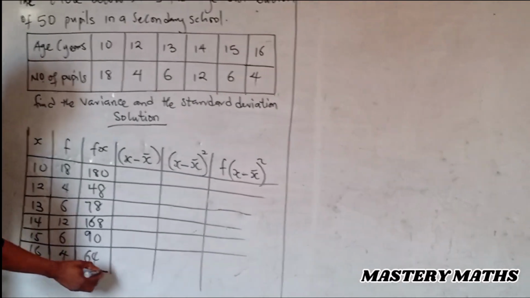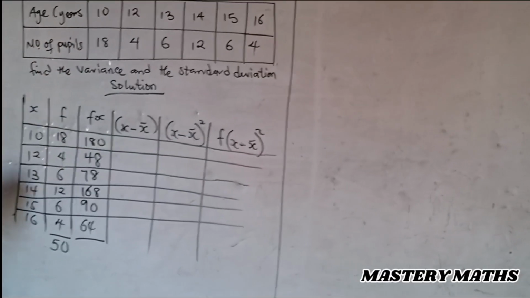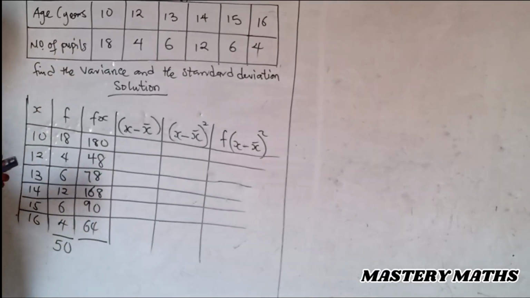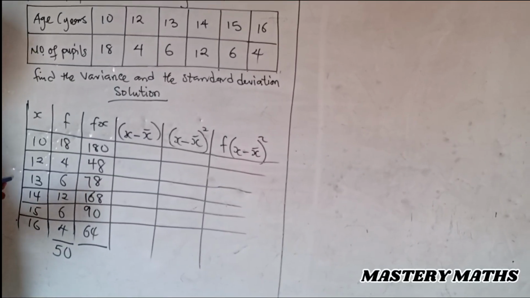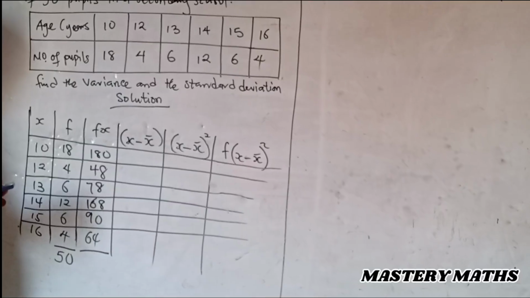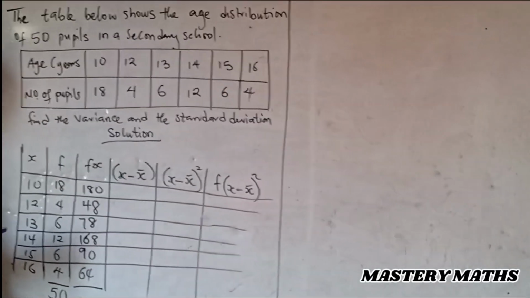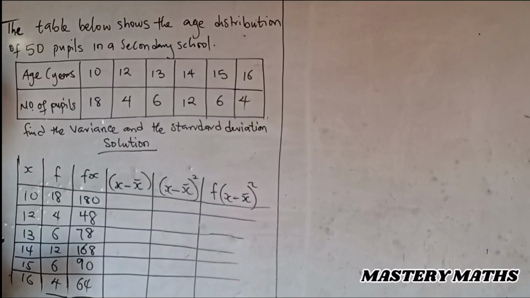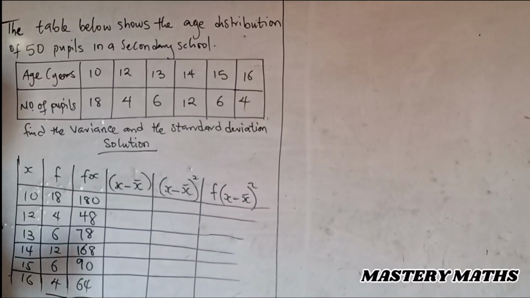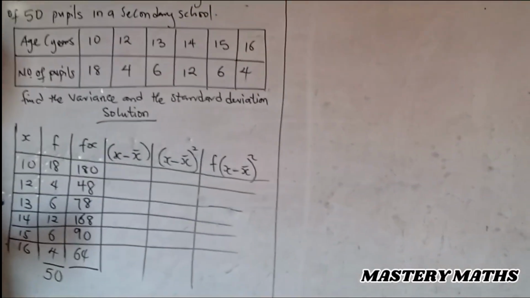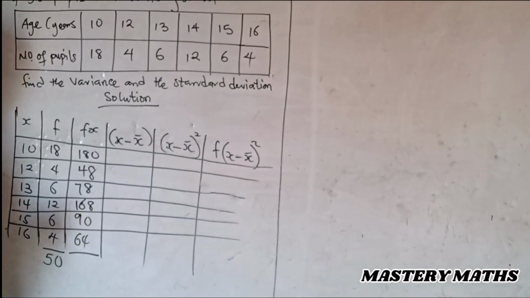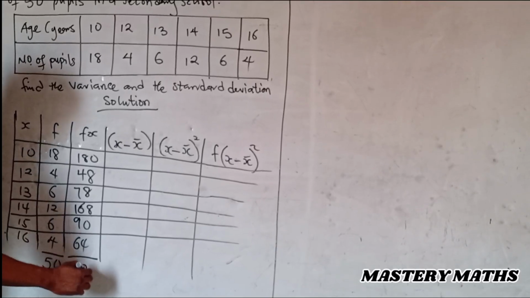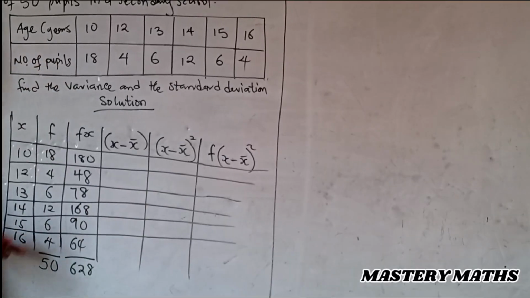Now, when we sum up the remaining column using our calculator, you have 180 plus 48 plus 78 plus 168 plus 90 plus 64, which will give us 628.